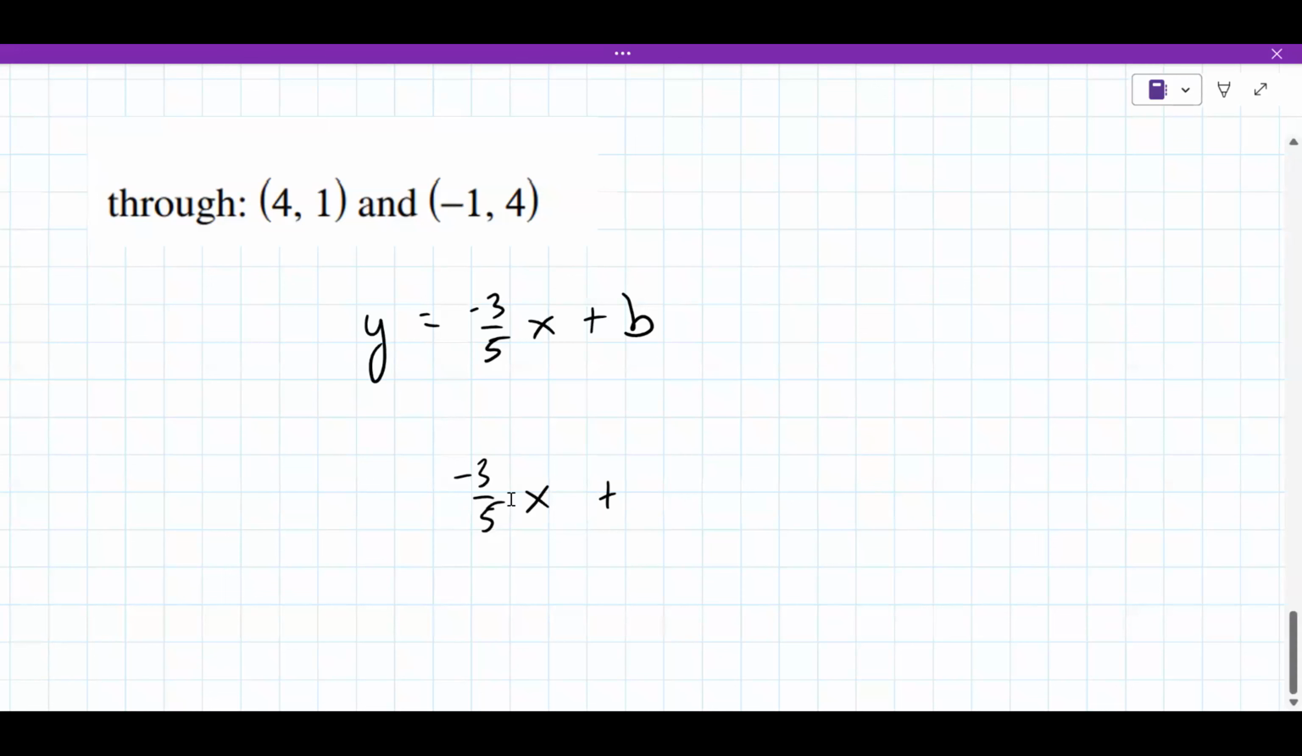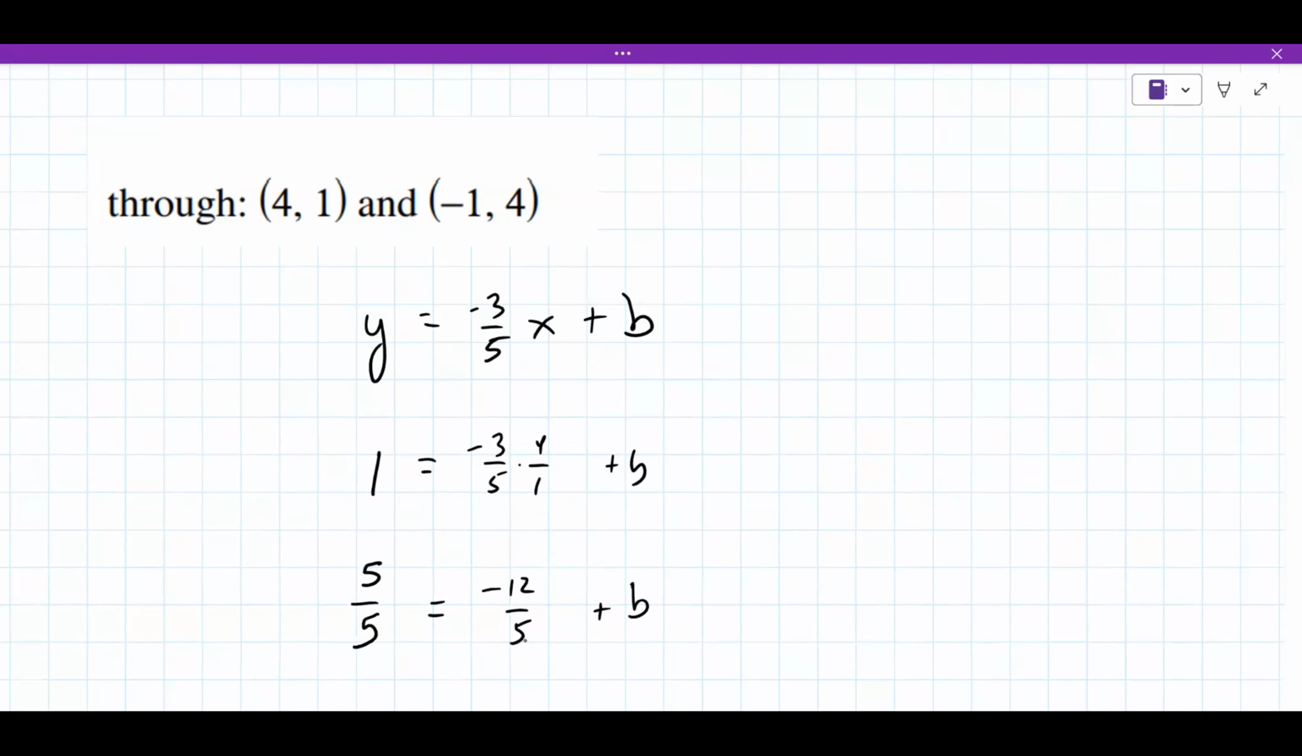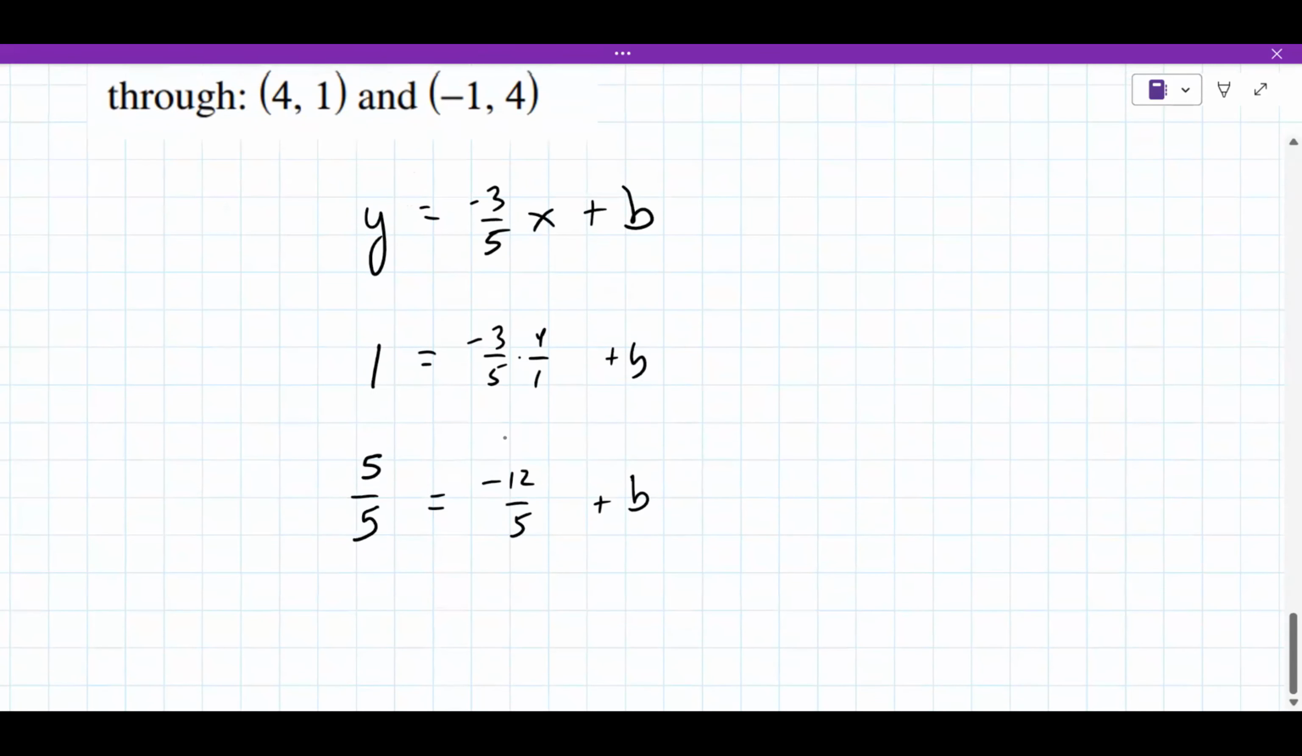Okay, so I heard a lot of the right stuff. So if 1 equals -3/5 times 4/1 plus b. So I heard -12/5. Yeah. What is 1 in terms of using the denominator 5? 5/5. So it would be 7/5. B equals 7/5, and then don't forget the x.